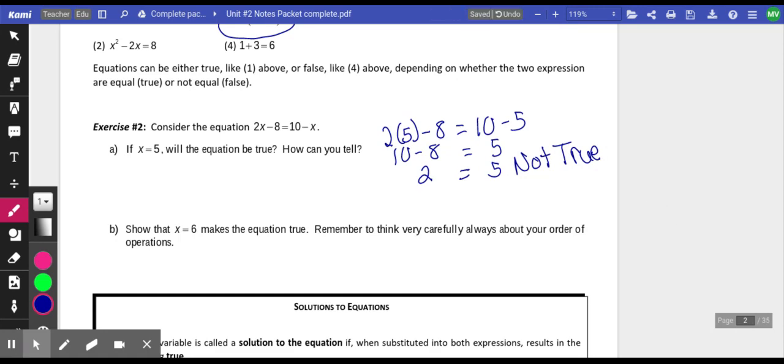Letter B, show that 6 makes the equation true. So in order to show if 6 makes the equation true, we're going to do 2 times 6 minus 8 equals 10 minus 6. Well, 2 times 6 is 12 minus 8 equals 4. So I simplified the one side, and now I simplify the other side, and 4 equals 4, and that is true.